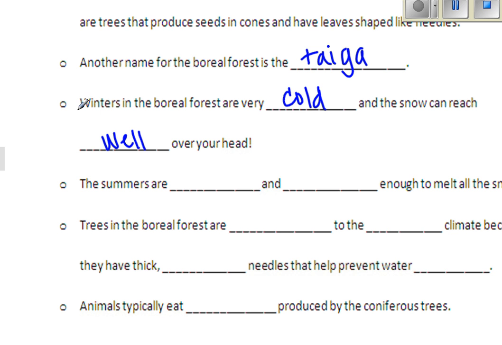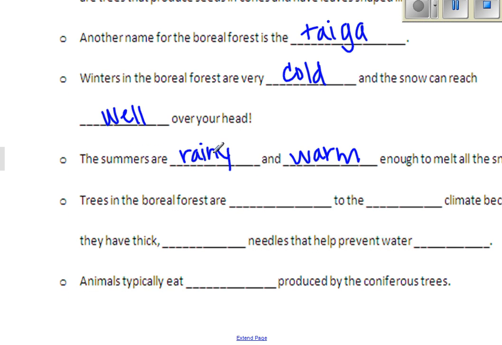But in the summertime, it's usually rainy. And it can be warm enough. I'm not saying this is warm, you're going to go swimming, but it's warm enough to be able to melt all the snow. So it can still be pretty cold, but just warm enough to melt all the snow.